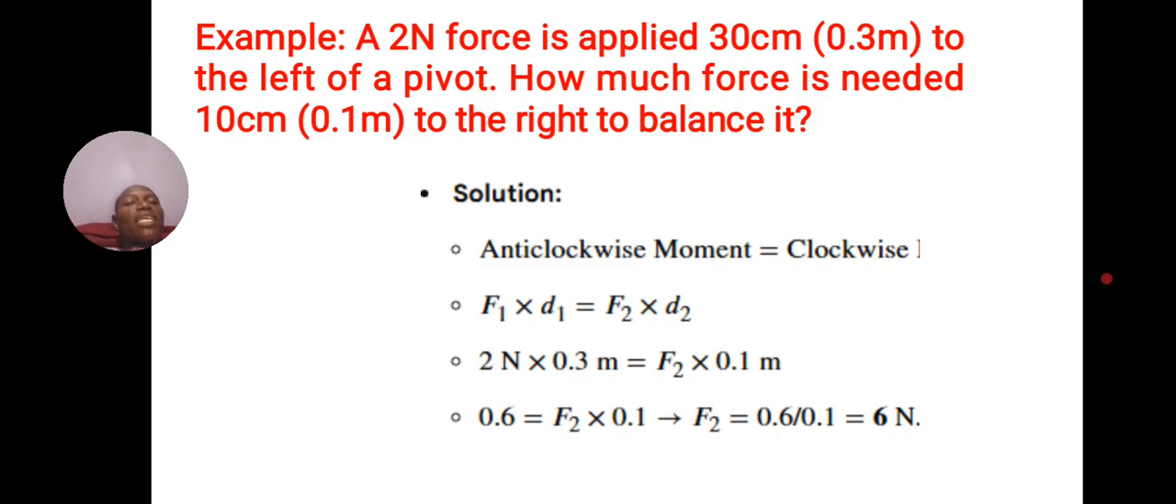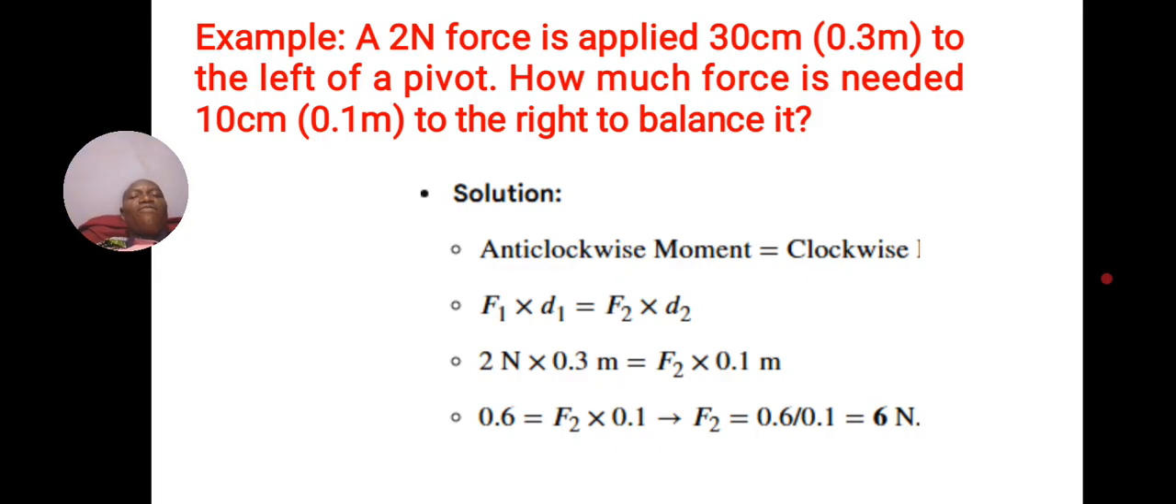So apply this formula: F1 times D1 is equal to F2 times D2. So what is missing here? Observe that we have F1 and D1. We have force, 2 newtons, we have distance, 0.3 meter. Then F2, they say how much force. So F2 is not given, but distance is given, which is 0.1. Simple. So just multiply, make F the subject of the formula, and that's how you find it.